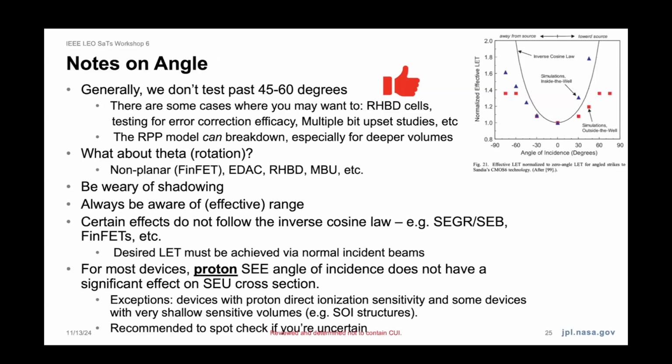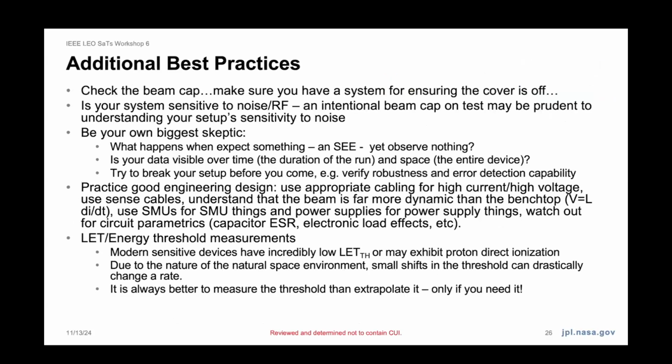When we're going to angle, be wary of shadowing. If you have a deep package, a die deep in the package, you don't want to shadow out the part. Be aware of your effective range, how much range you have as you're going to angle. And then typically for proton testing, we're not performing angular testing. There are some violations of that general rule.